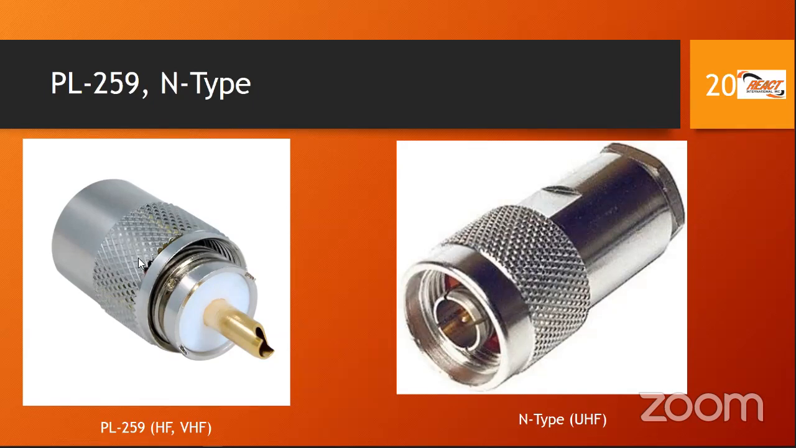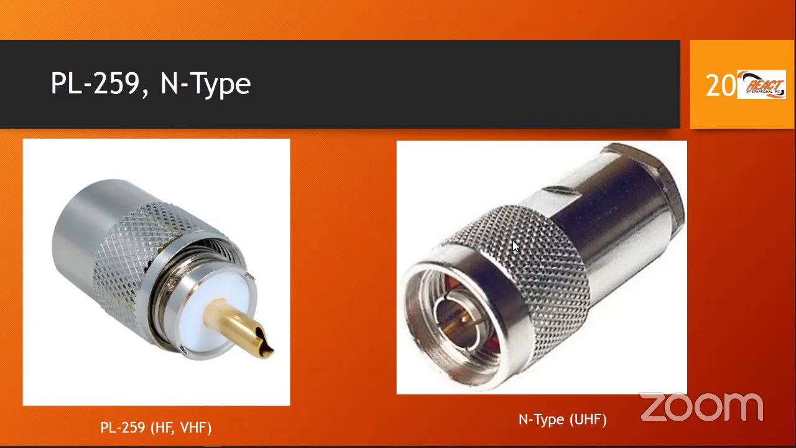It doesn't mean that you cannot use the PL259 on UHF, but it will not be optimal. You'll have more losses associated with it. So it doesn't mean that you cannot, but really you want to avoid it. If you can, use the N-type connector for UHF. It doesn't mean that you cannot use the N-type connector for VHF and UHF, but it will be a bit of an overkill.